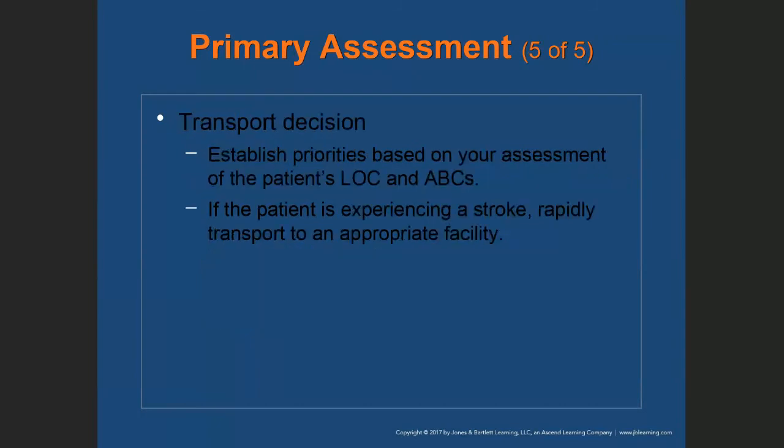Transport decision. After your ABCs, based on the findings, based on your management up to this point, is this a load and go patient? Is it a stay and play? Establish priorities based on your assessment of the patient's level of consciousness and ABCs. If the patient is experiencing a stroke, rapidly transport to an appropriate facility.